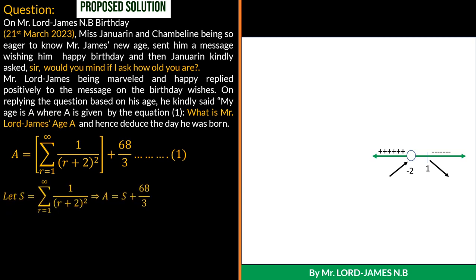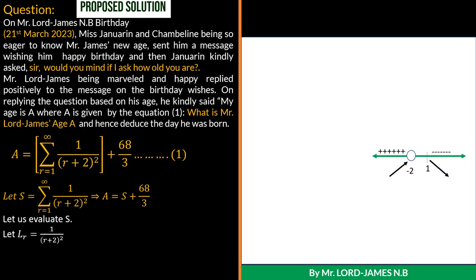So let's get the proposed solution to this. The first step is I'm going to let S be this sum, the sum as r runs from 1 up to infinity of 1 divided by (r plus 2) all squared, and this implies that our age A will simply be S plus 68 divided by 3. So how do we start? In order for us to evaluate this, I am going to define L(r) to be a given function, that is 1 divided by (r plus 2) all squared. And now we want to use the integral test to verify if this sum converges or diverges.